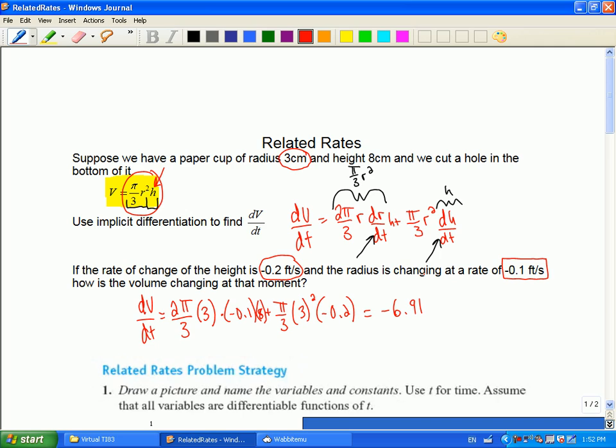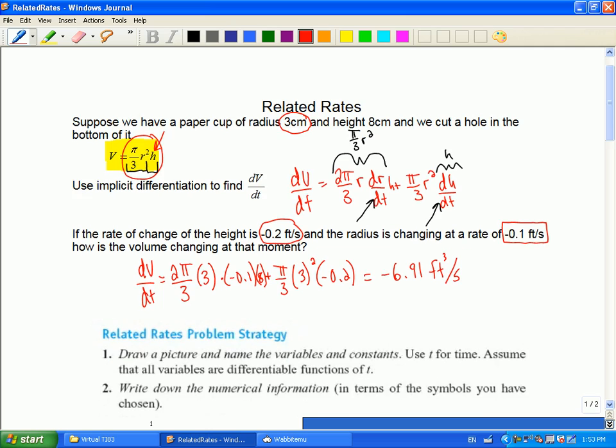And what units would we be working in here? Very close. This is volume. So the volume units are in feet cubed. Oh, and the time is in seconds. So the change in volume with respect to time, the units would be in feet cubed per second.